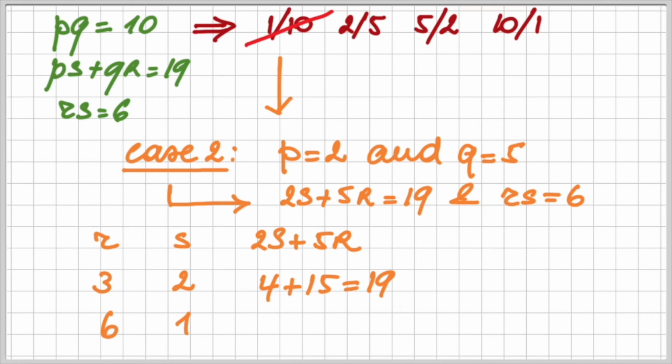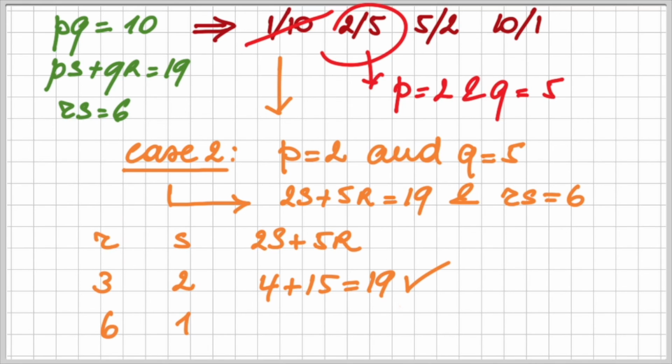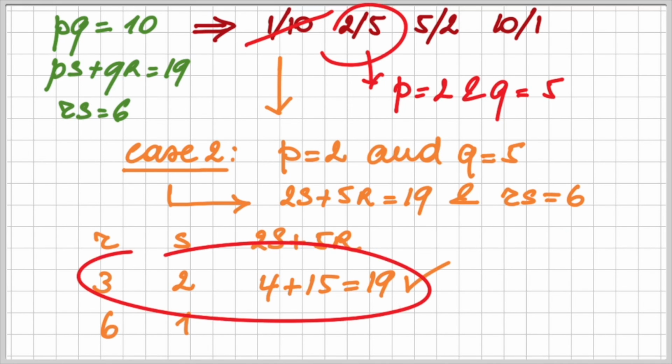And yes, we are lucky, so we can stop here because we found a solution and we now know that P is 2 and Q is 5 and R is 3 and S is 2. So basically we found a combination that gives us a solution. The only thing we have to do now is to verify if this is correct. So these are the numbers that we have. And now we have to verify the correctness of them.